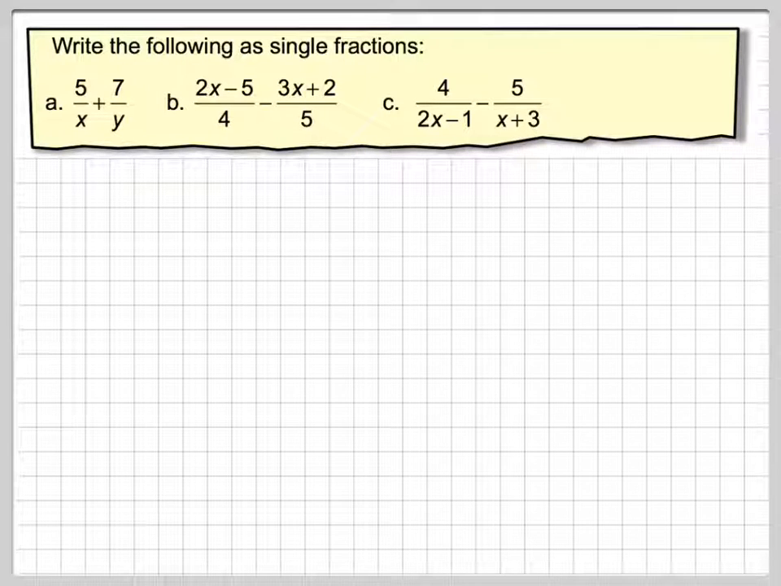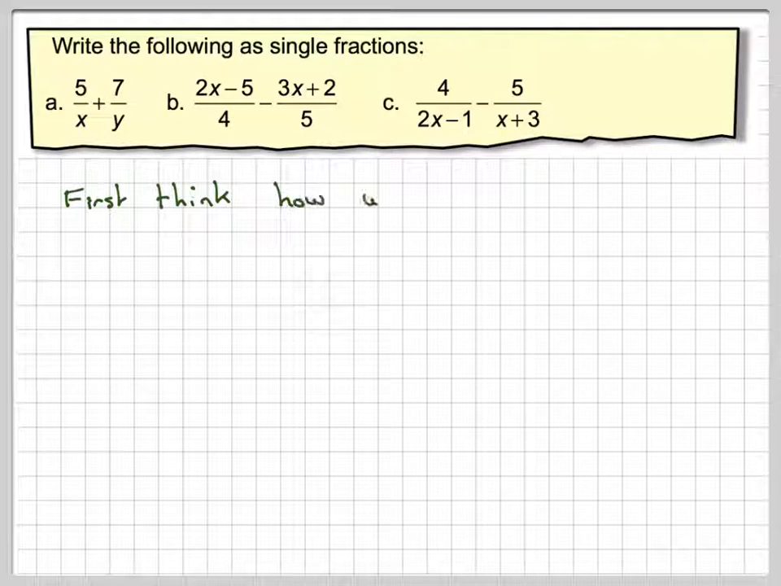Hi, in this video we're going to look at adding and subtracting algebraic fractions. So it says write the following as single fractions. We've got (a) 5 over x plus 7 over y, (b) 2x minus 5 over 4 minus 3x plus 2 over 5, and (c) 4 over 2x minus 1 minus 5 over x plus 3.